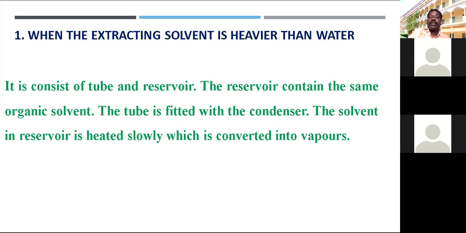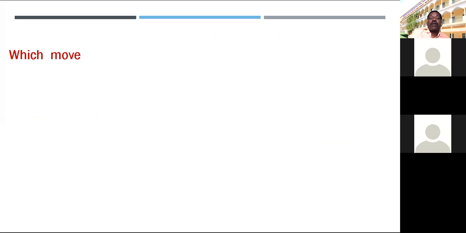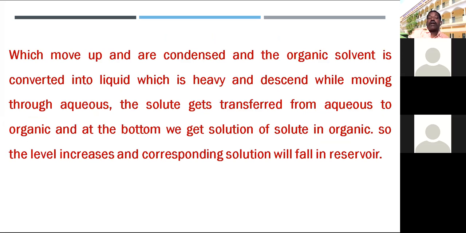The continuous extraction apparatus consists of a tube and reservoir. The reservoir contains the organic solvent. The tube is fitted with a condenser, which is cooled, and the solvent is in the evaporated state. The reservoir is slowly heated and converted into the vapor phase, which moves up to the condenser and the organic solvent turns into the liquid state. Being heavier, it passes down through the aqueous layer. The solute gets transferred from the aqueous to the organic phase.